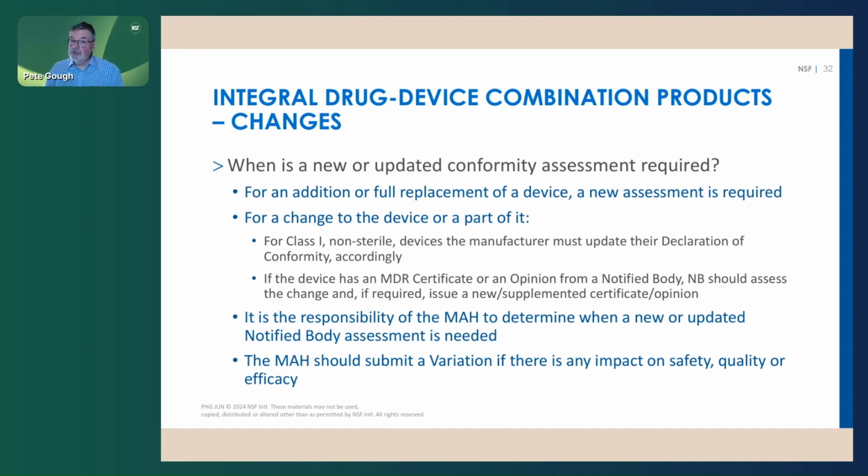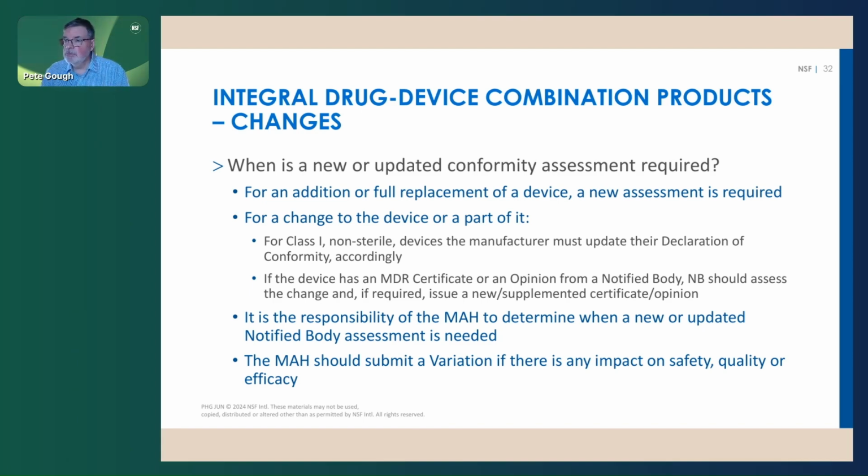So for an additional or full replacement of a device, then you need a completely new assessment. For a change to a device or a part of it, for class ones, then the manufacturer must update their declaration of conformity. If the device has a medical device regulation certificate or an opinion from a notified body, then the notified body should assess the change and, if required, issue a new or supplemental certificate or opinion.